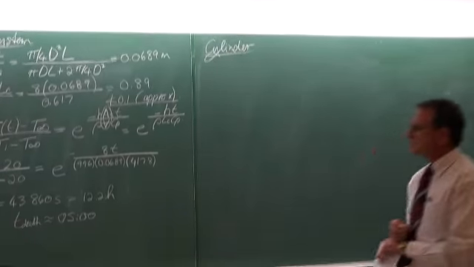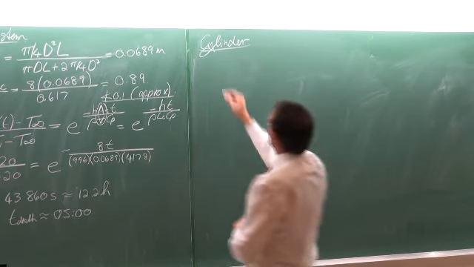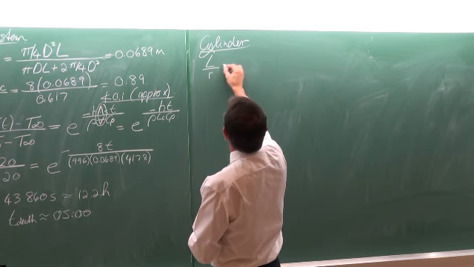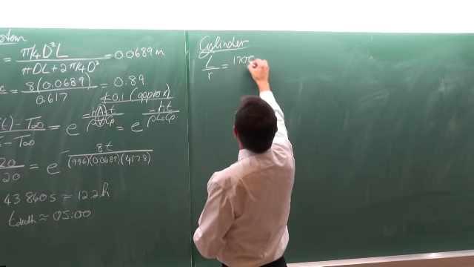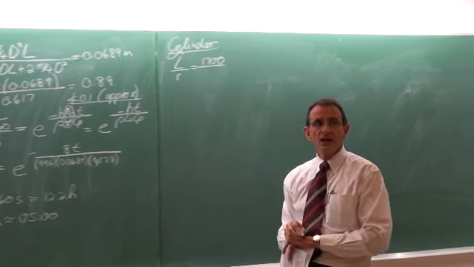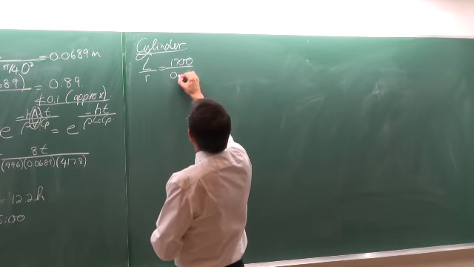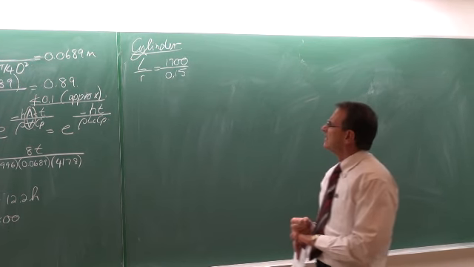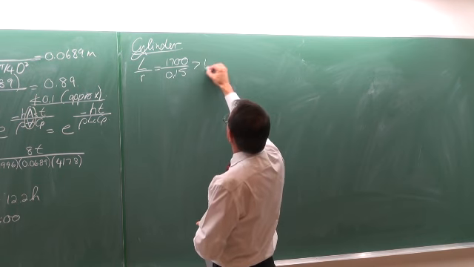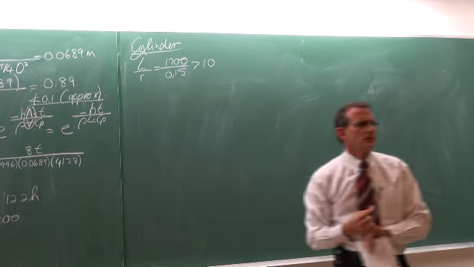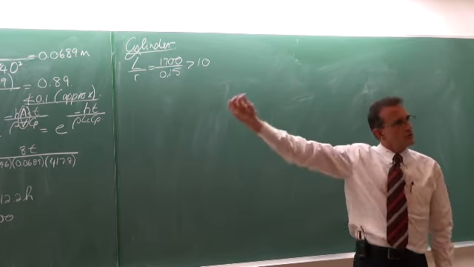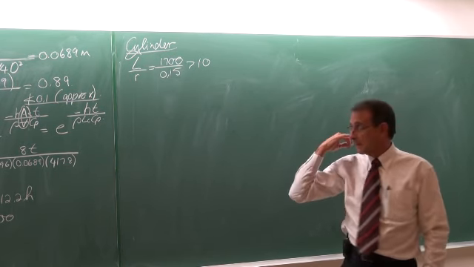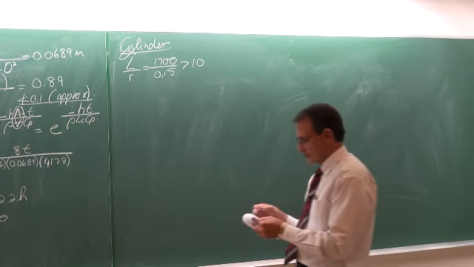So, in terms of a cylinder, the length of the cylinder divided by the radius, the length is 1,700 and the radius is 0.15, which means the ratio is larger than 10. Therefore, the long cylinder approach would give us a good answer.